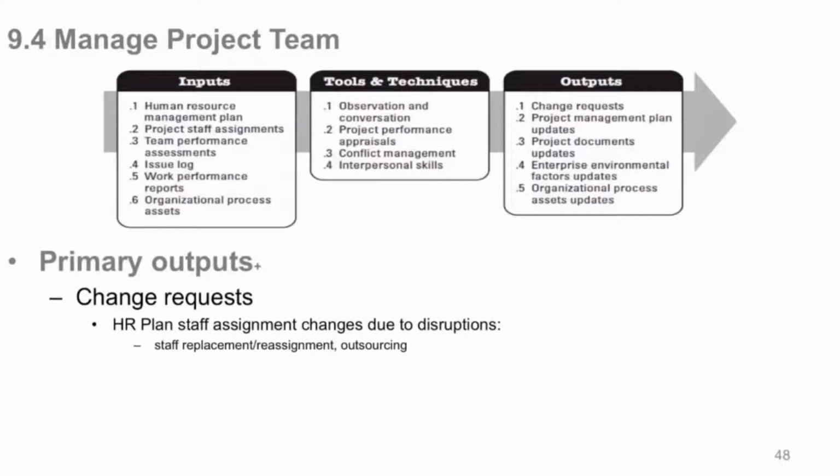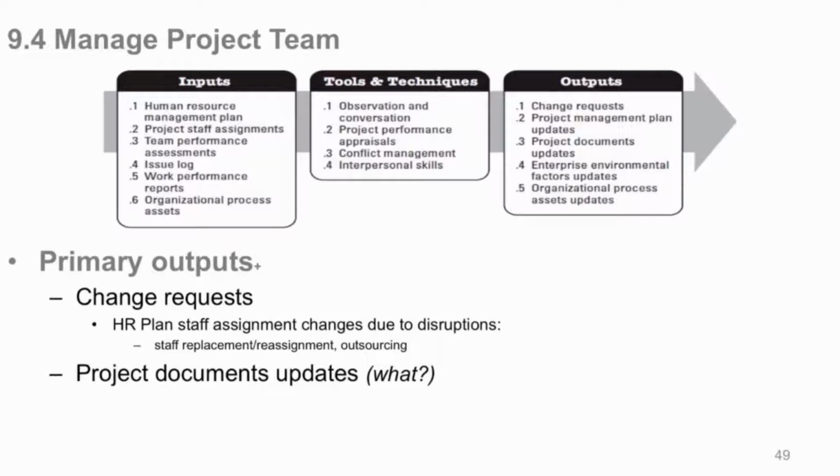They're reassigned because they had a prior assignment to another project, and for whatever reason now we need to release them, either planned or unplanned, but whatever, they're leaving, so we need to deal with that. And outsourcing is another issue why we may need a change control, to bring people in or release them back. So that's a major output, change requests.